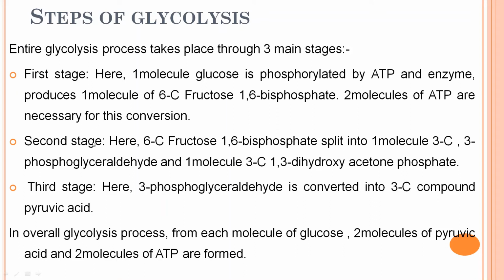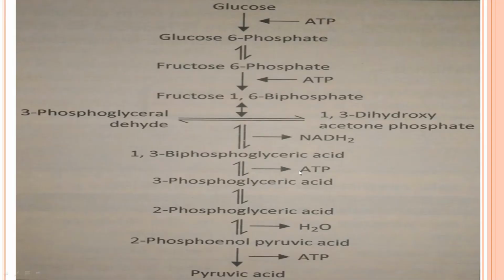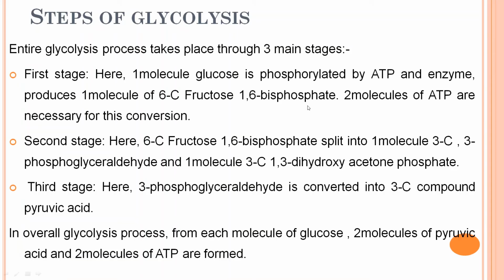Now, second stage, what happened? This 6-carbon fructose 1,6-bisphosphate is split into one molecule of 3-carbon 3-phosphoglyceraldehyde and one molecule of 3-carbon dihydroxyacetone phosphate. Here you can see the two compounds are split up, right?